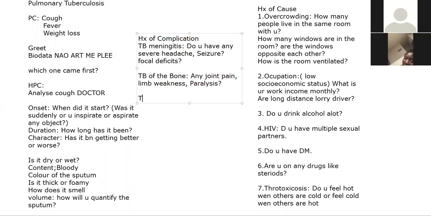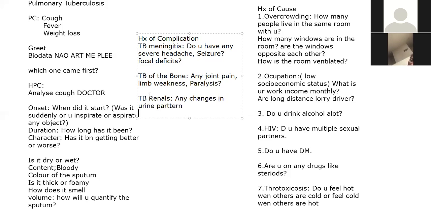It can go to the kidney. TB of the kidney, or TB of the renal system. You understand? So when it goes there, how do you ask the patient? You want to ask about maybe disturbance in urination. Do you urinate a lot at night, or is there any change in the pattern of urine? Any changes in urine pattern? You want to ask about that also.